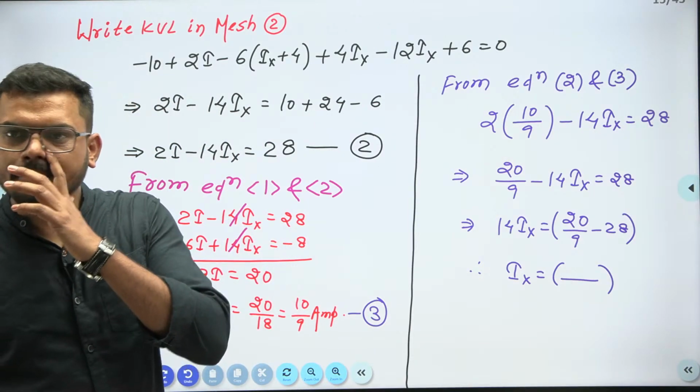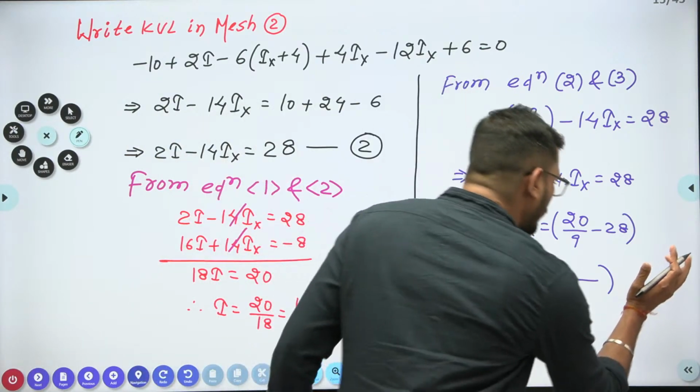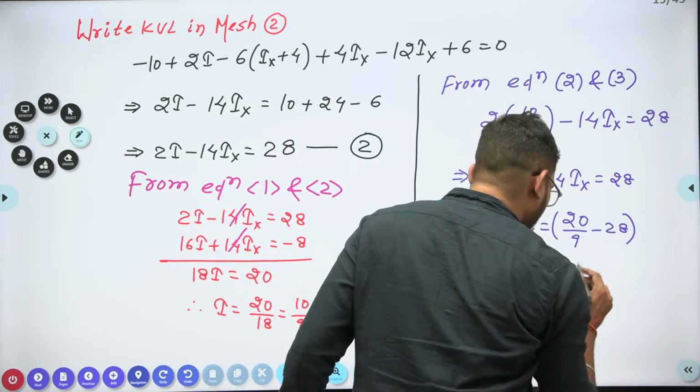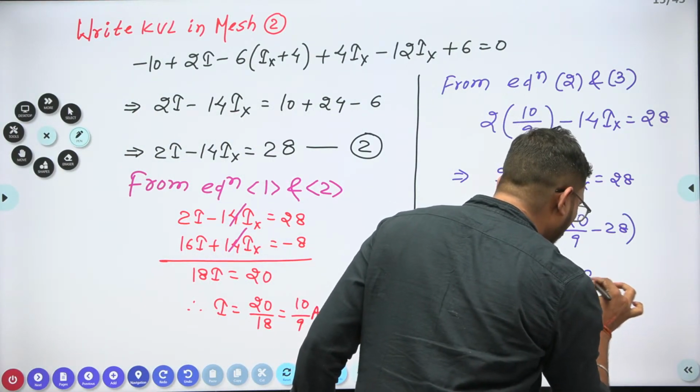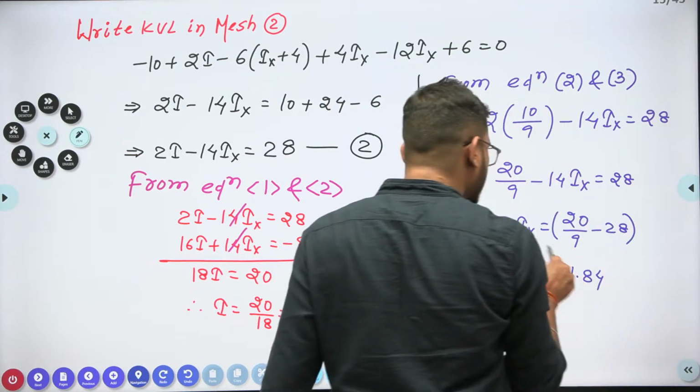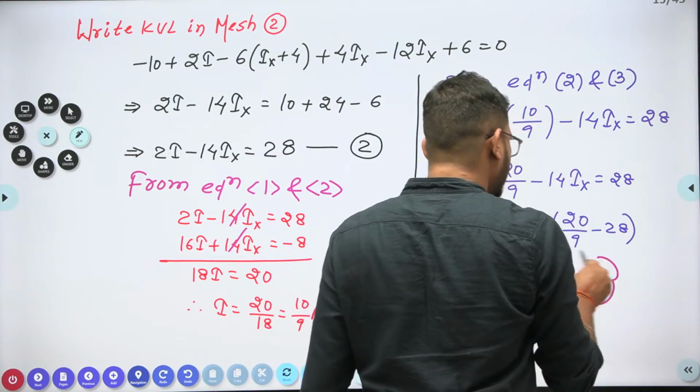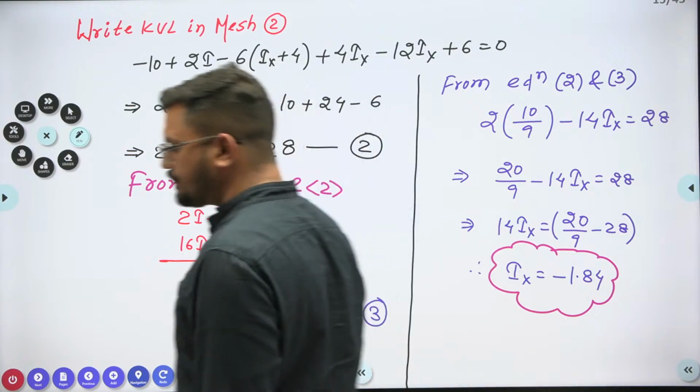Yeah, so Krishna is saying minus 1.84. Very good, Krishna. Yeah, it's totally correct. So the answer is minus 1.84, guys. And this is the correct answer.